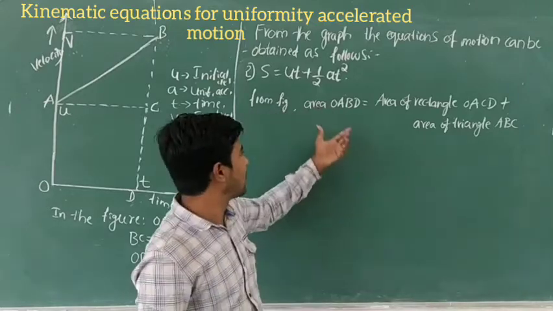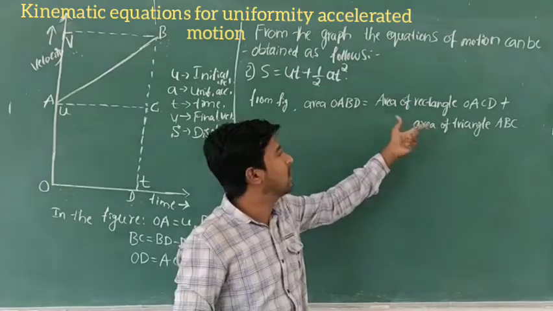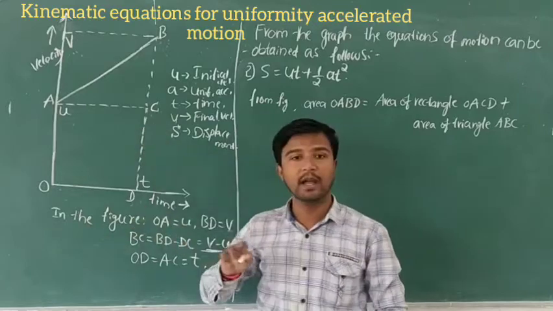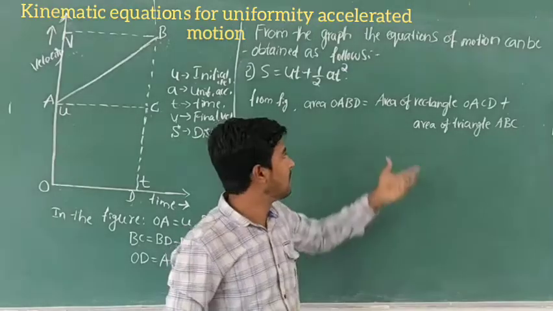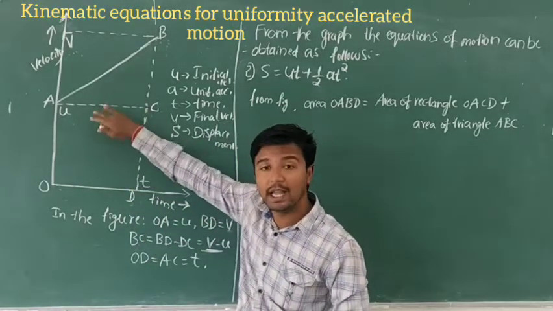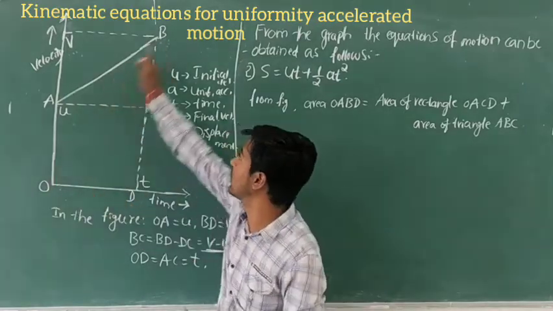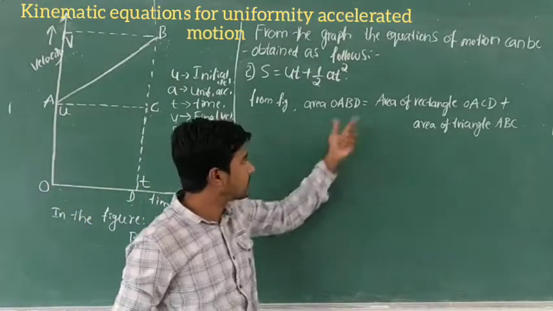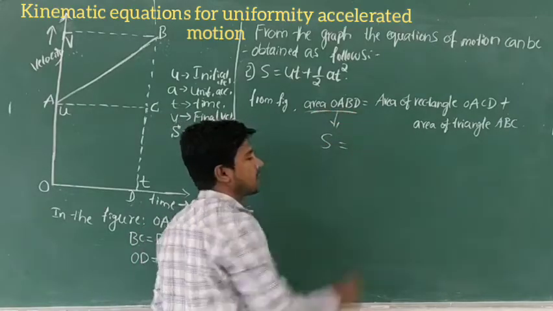Okay, so here the area OABD equals, we have to divide it into two. It is the area of rectangle OACD plus the area of triangle ABC. So we have to calculate these two areas. These two areas are equal to the complete total displacement OABD. Clear? So here area OABD means what? That is the displacement S.